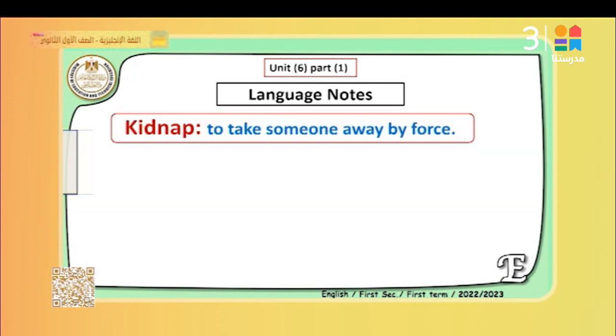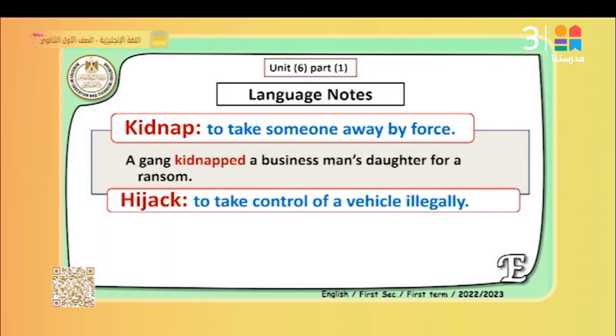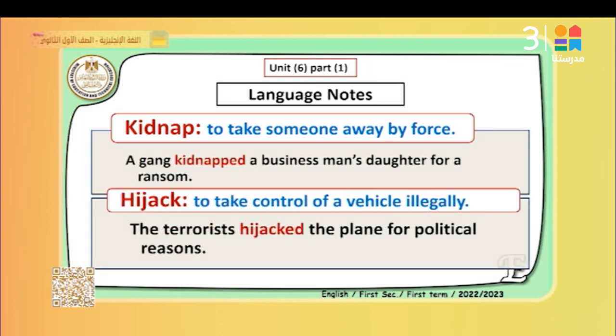What is the difference between the word kidnap and the word hijack? Kidnap means to take someone away by force. For example, we can say a gang kidnapped a businessman's daughter for a ransom. Ransom means they want money. The gang wants money, so they took away the businessman's daughter and they asked him for money. This is ransom. So ransom means to ask for money in return for something. So a gang kidnapped the businessman's daughter means they took her away.